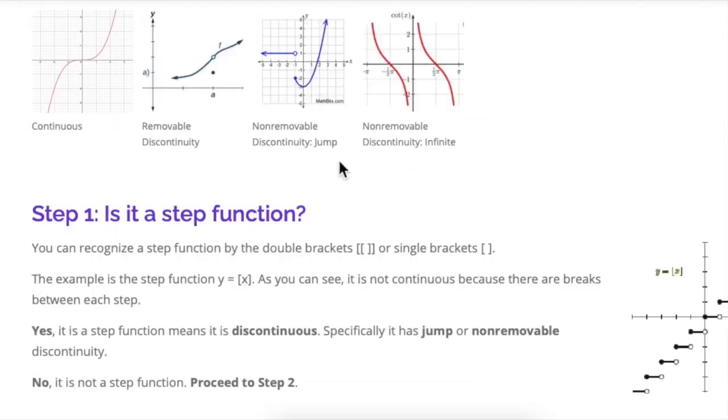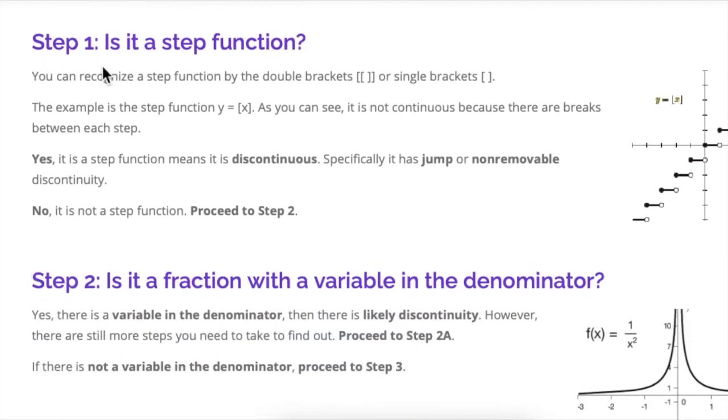It's easy to tell the types of discontinuity when you're looking at the graph, but what if you're just given the function? There is a series of steps that you can take. First, step one, you need to decide if it is a step function. This is what a step function looks like. You can also tell if something's a step function because it'll have double brackets or single brackets around it. For example, the step function y equals [x] has the different breaks. So if yes, it is a step function, then it's discontinuous and it has jump or non-removable discontinuity.